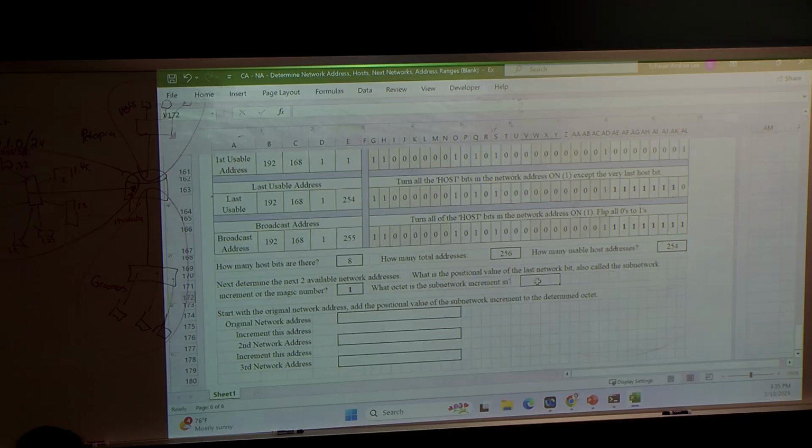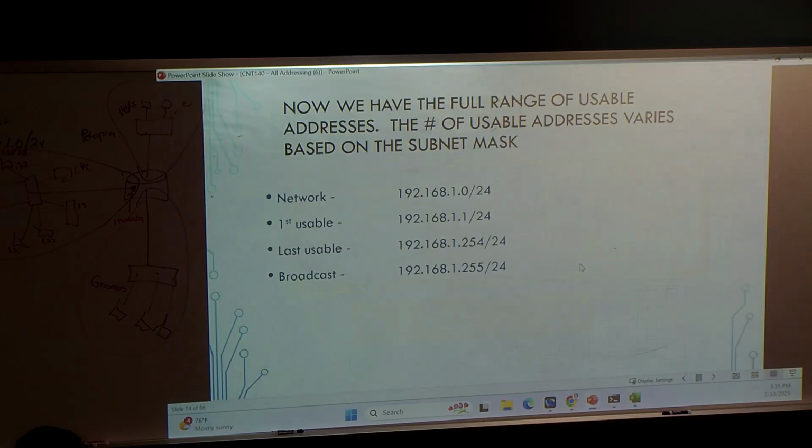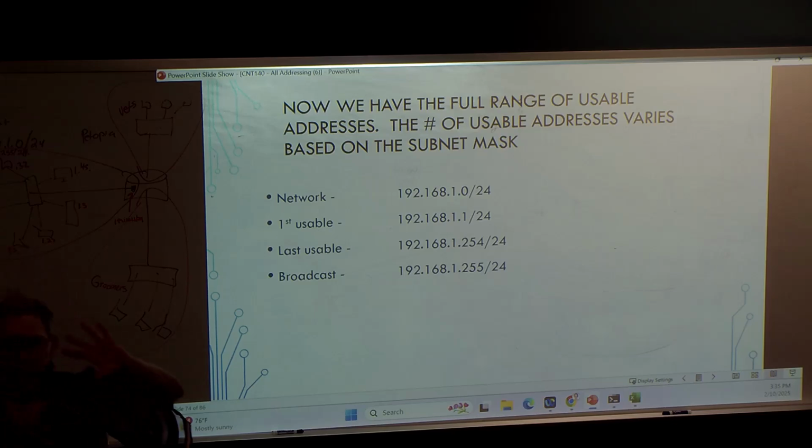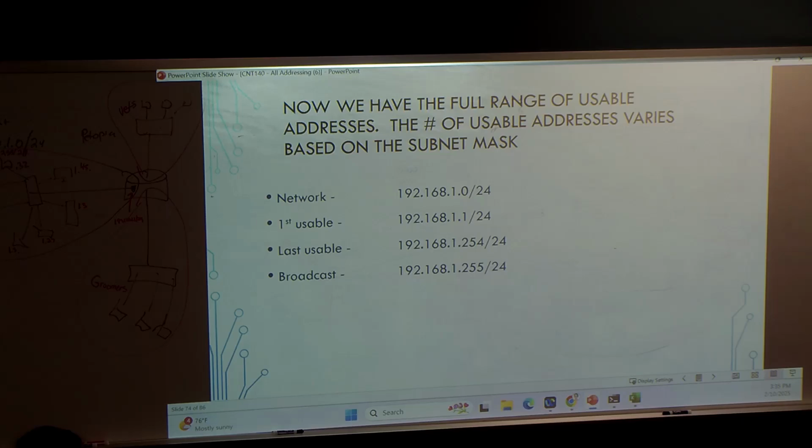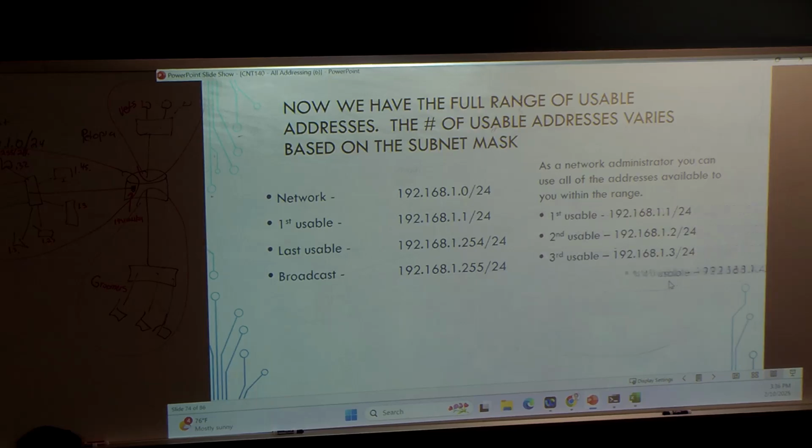And what octet is that 1 in? It's in the 3rd octet. Now, let me go back over here. So we've gathered the information that we need. I've got my network, my first, my last, and my broadcast, right? We're all good on that. We know what the available addresses are. I can assign them all of these available addresses that we've talked about.